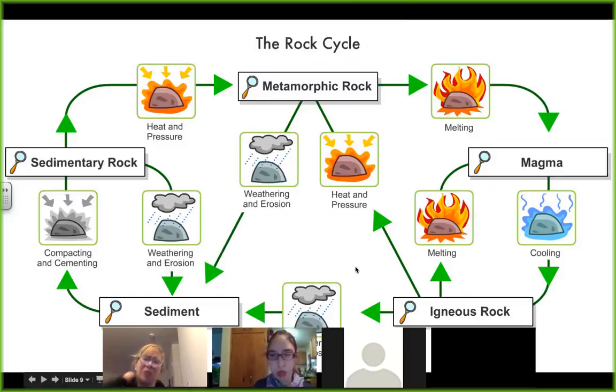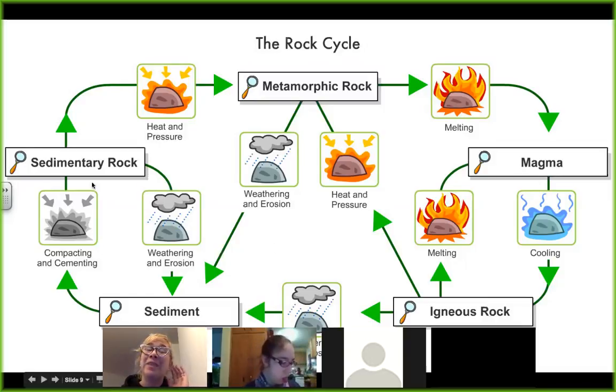Okay, so really the rock cycle is pretty easy just because it's 3 kinds of rocks and it's just shifting between them. So the way that I like to remember this is heat and pressure makes metamorphic rock. Anytime heat and pressure is happening, metamorphic rock is getting made. Igneous rock, I just like to think igneous is lava. Igneous rock is lava. Lava's melting and then cooling and it's forming igneous rock.